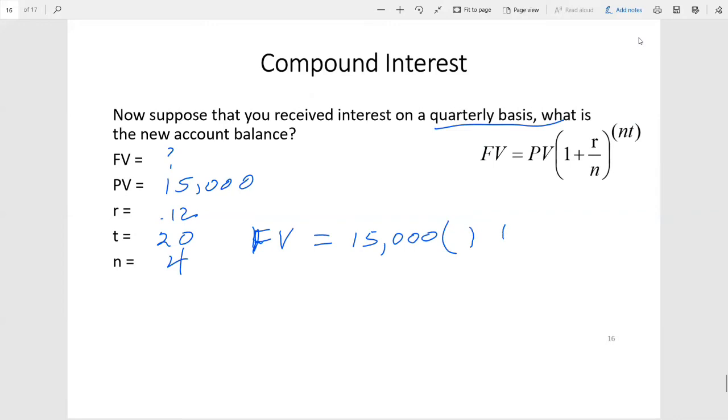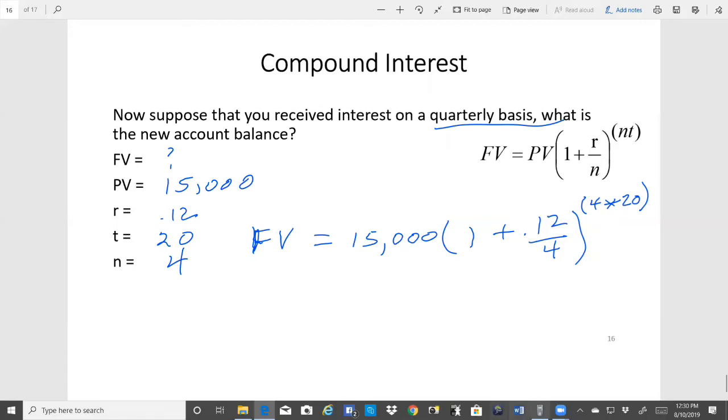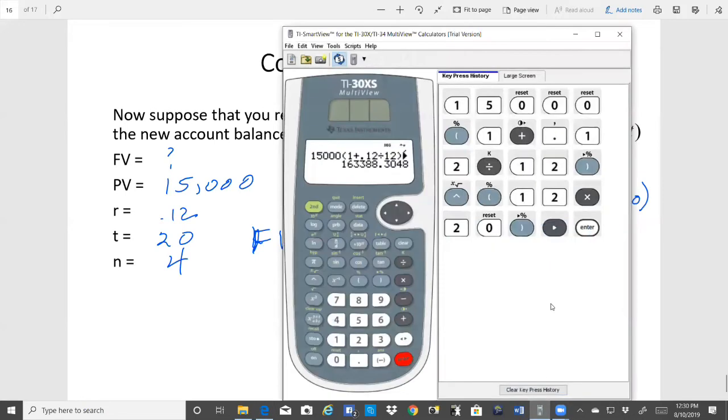So it's 15,000 times 1 plus 0.12 divided by 4, to the 4 times 20 years. Now, put this in the calculator. And I suggest that you have your calculator available as we go through all this.